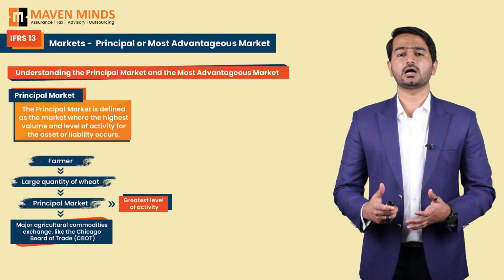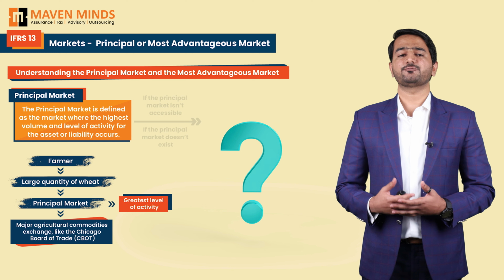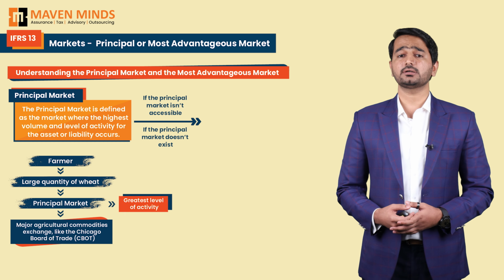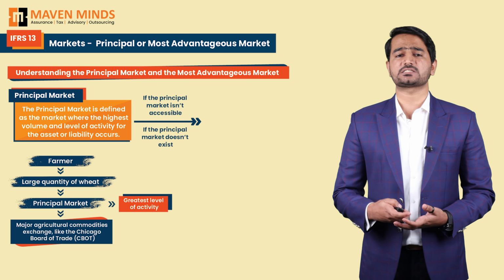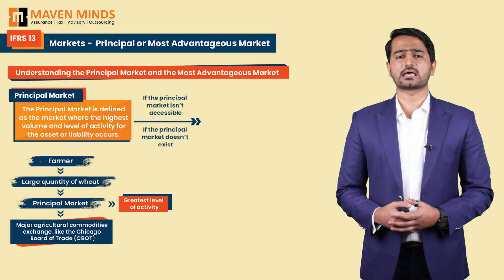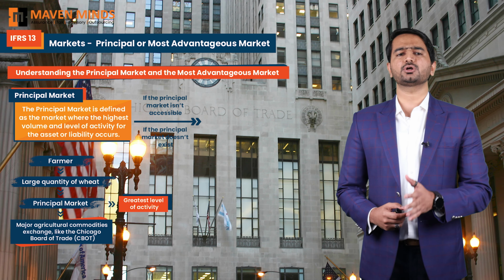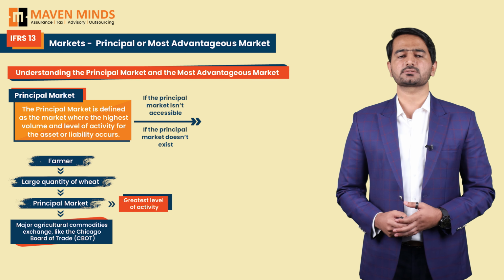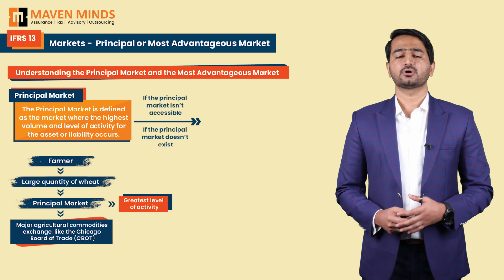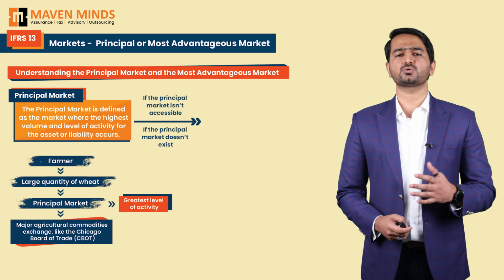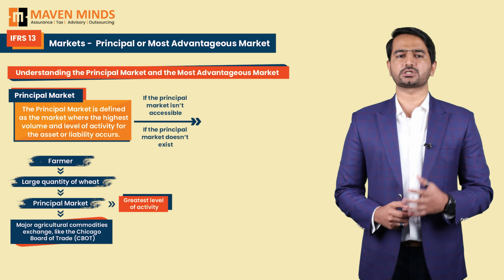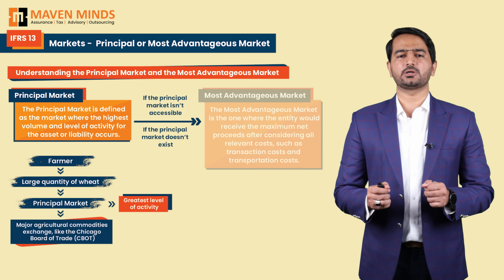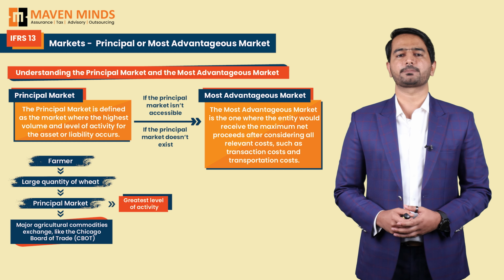But here, a question arises: what if the principal market is not accessible or does not exist for your specific situation? Like in our example, accessing Chicago Board of Trade might require you to meet certain quality standards, bulk quantities, or incur significant cost to transport your wheat to the market location. That's where the concept of most advantageous market comes into play.